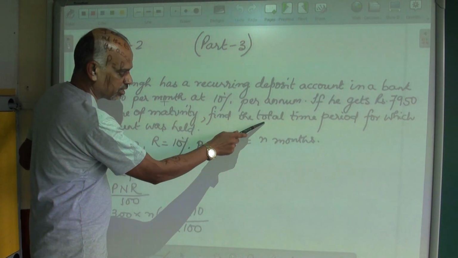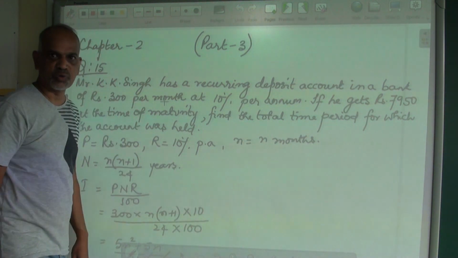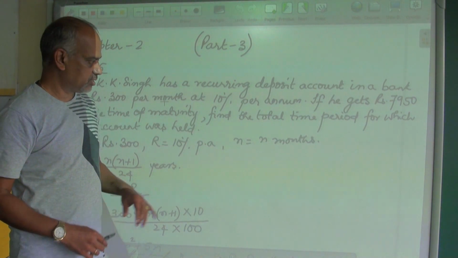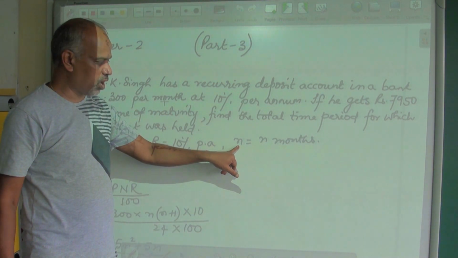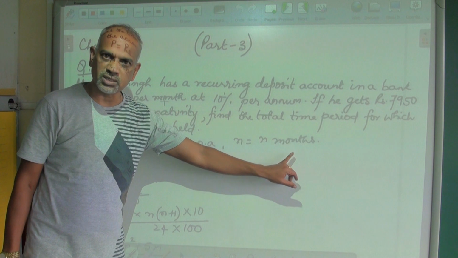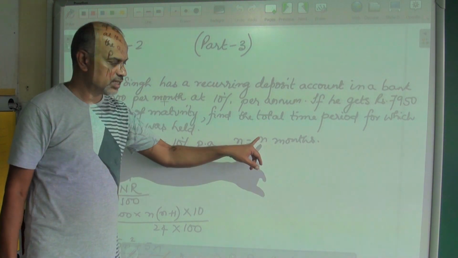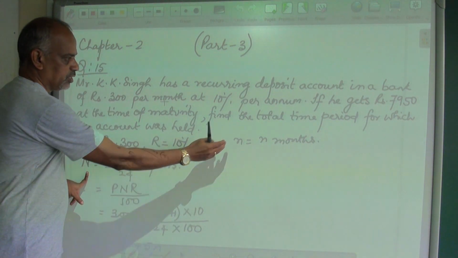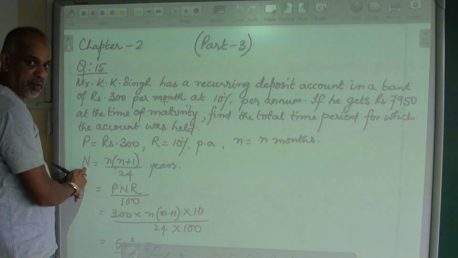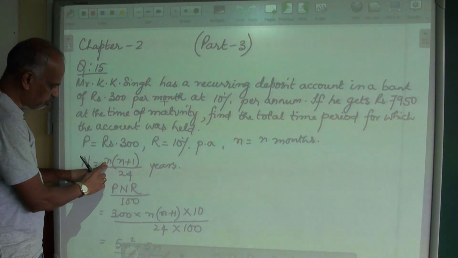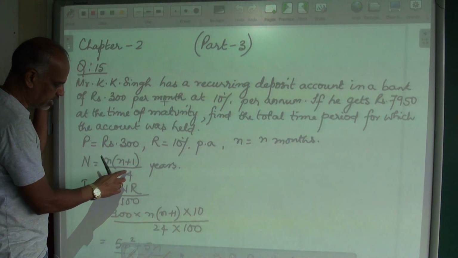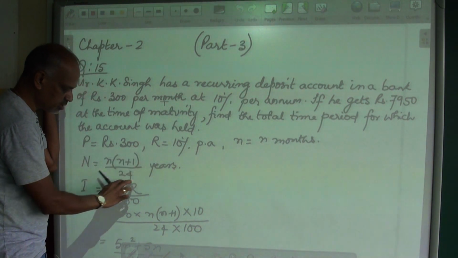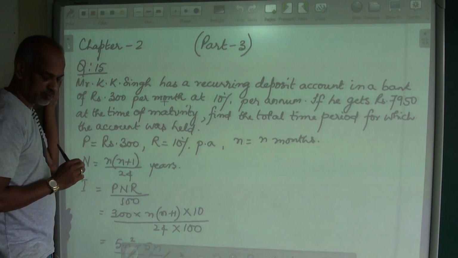The question is to find the total time period for which the account was held. You don't know for how many years he was holding this account, so we are going to consider small n as n months itself. Then find capital N. Capital N is small n times n plus 1 by 24 years. You don't know small n value, therefore this remains the same.